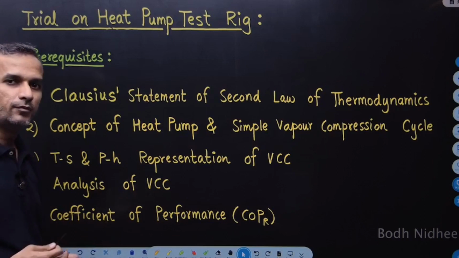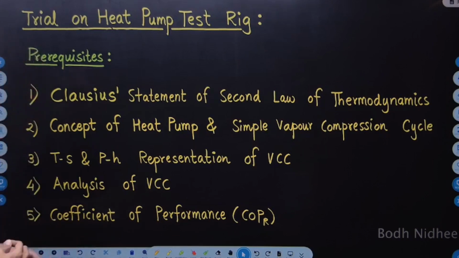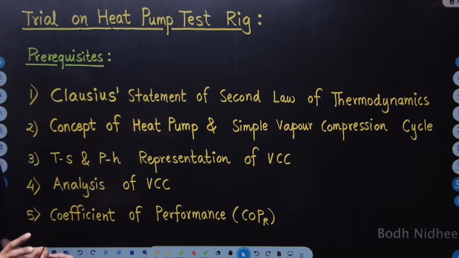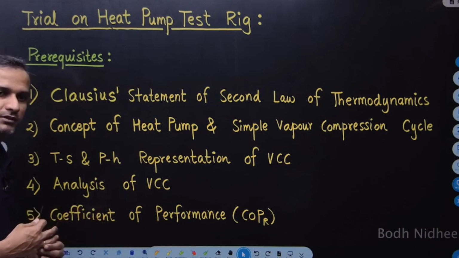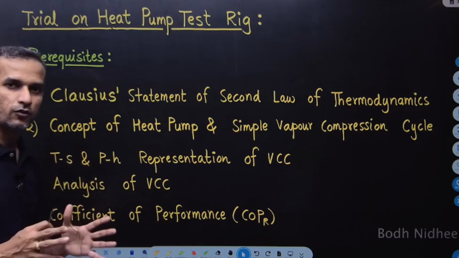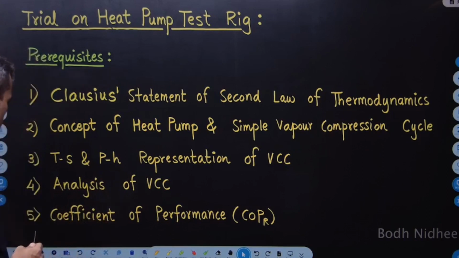So if you see the prerequisites, we'll have to discuss the Clausius statement of the second law of thermodynamics, which speaks about refrigerator and heat pump. Then we'll see the concept of heat pump and simple vapor compression cycle. We'll see the TS and pH representation, analysis and its coefficient of performance. So let us start with the Clausius statement.